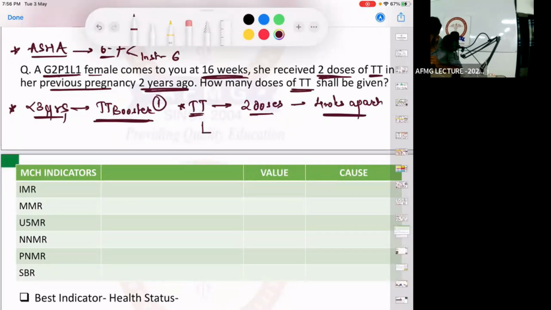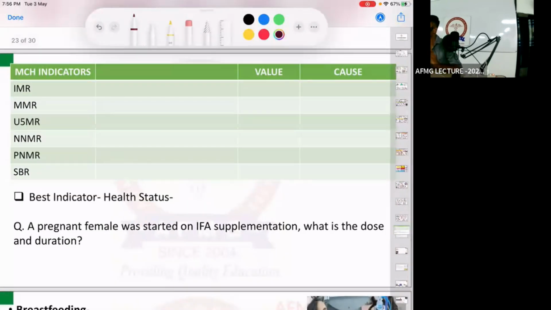Now the TT vaccine has been replaced. It is replaced by the TD vaccine, that is diphtheria and tetanus. Both are toxoid vaccines. No issues with this. Moving further, jaldi se. Talking about MCH indicators, guys. Maternal and child health indicators.